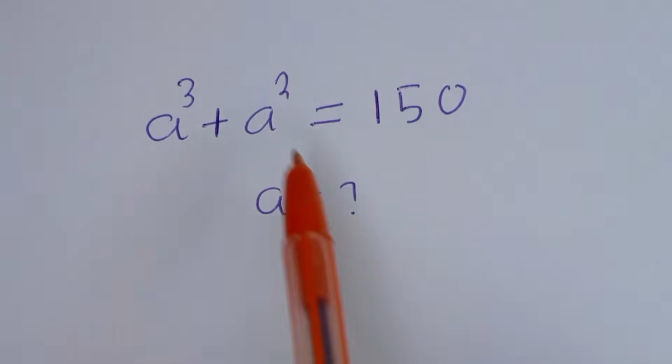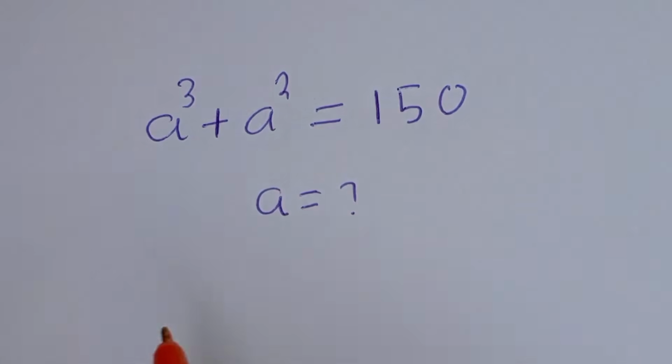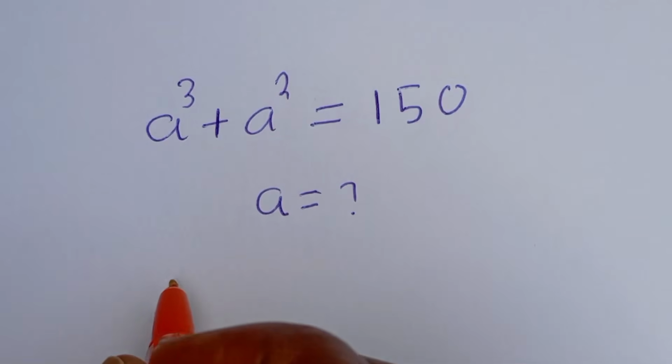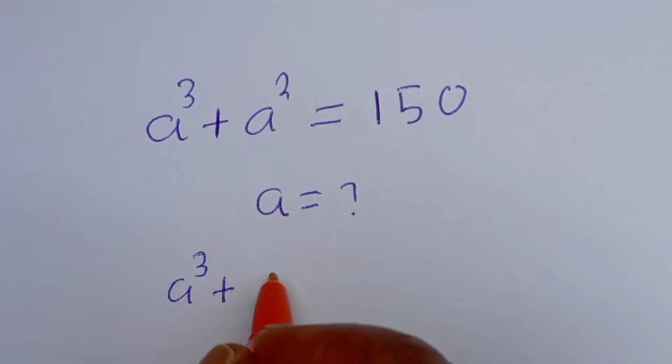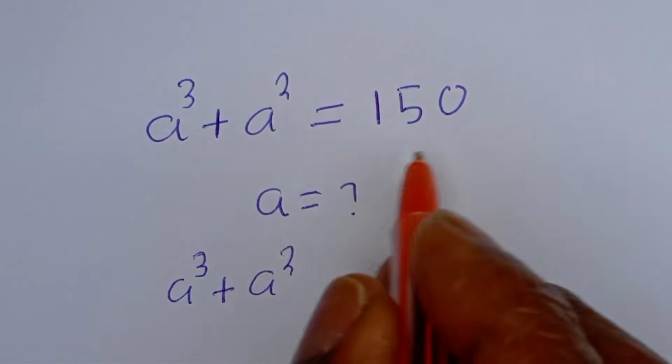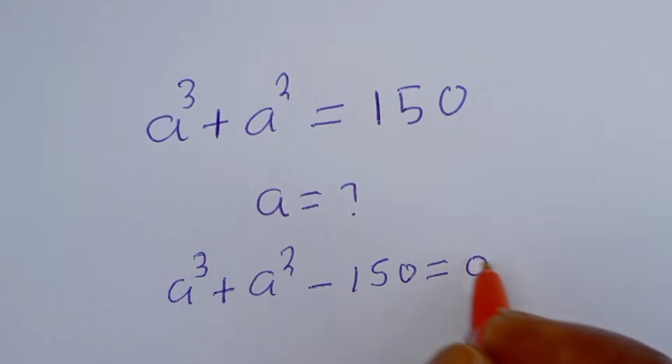Hello, how to solve for a in this equation? a to the power of 3 plus a square is equal to 150. And here we have a to the power of 3 plus a square, then minus 150 is equal to 0.